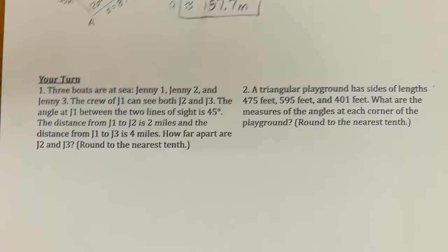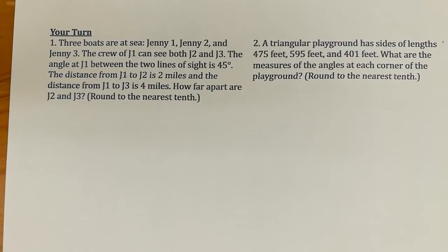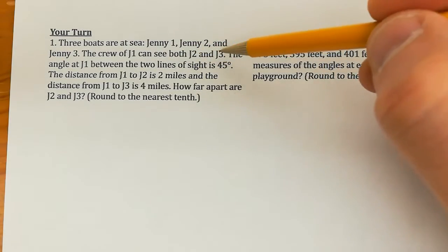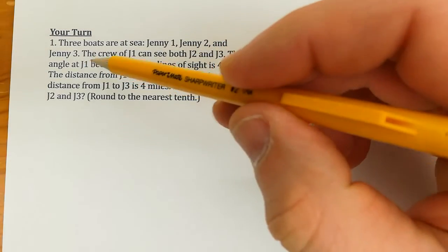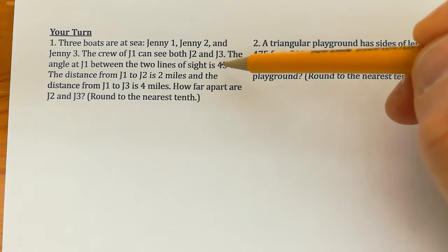This is a your turn here, but I might kind of help out with the diagram on this one. Its description can be a little confusing here. So it says 3 boats are at sea, Jenny 1, Jenny 2, and Jenny 3. The crew of J1, meaning Jenny 1, can see both J2 and J3. The angle at J1 between the two lines of sight is 45 degrees.